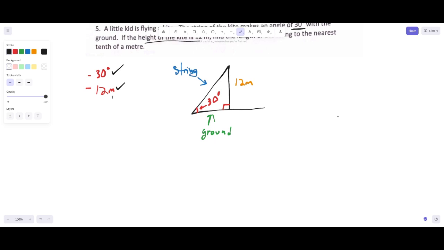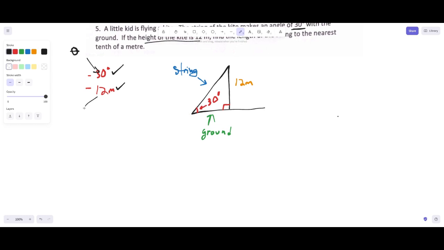And what do they represent? Well, the 30 degrees would represent our theta for our trigonometric function. But even more than that, it's our angle of reference. So that is our angle of reference, and we observe everything from this angle over here.